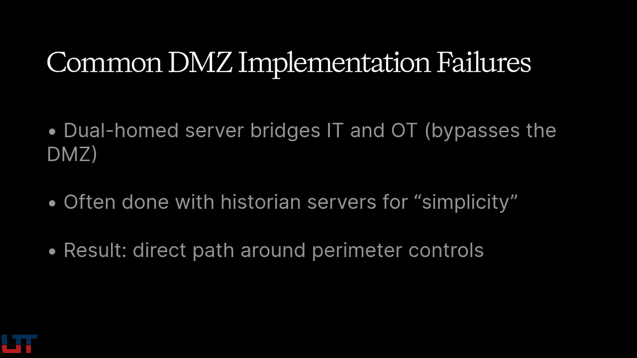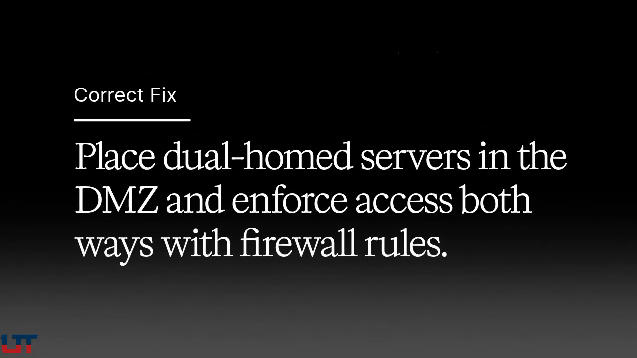The DMZ concept is widely understood, but the implementation frequently has gaps that undermine its purpose. The most common failure is the dual-homed server, or a server with interfaces in both IT and OT, which bypasses the DMZ entirely. This shows up most often with historian servers configured this way for simplicity. The correct fix is to place those servers in the DMZ and use firewall rules to control access in both directions.